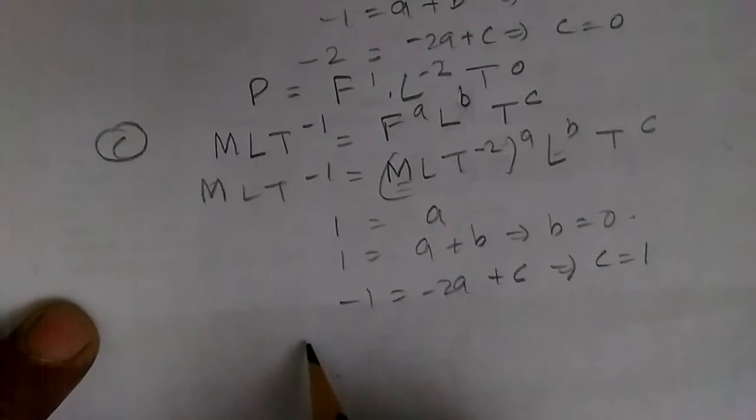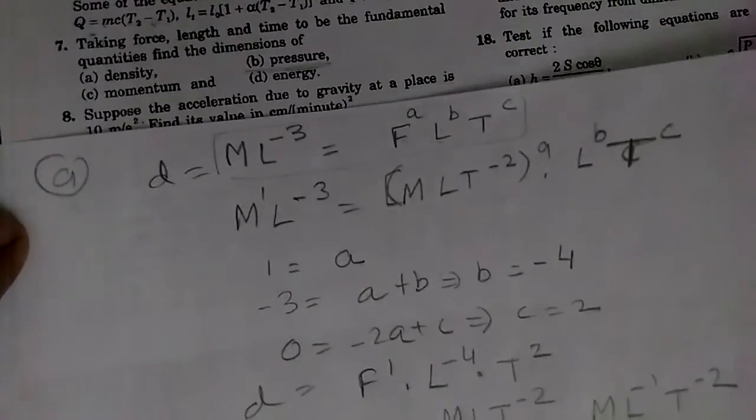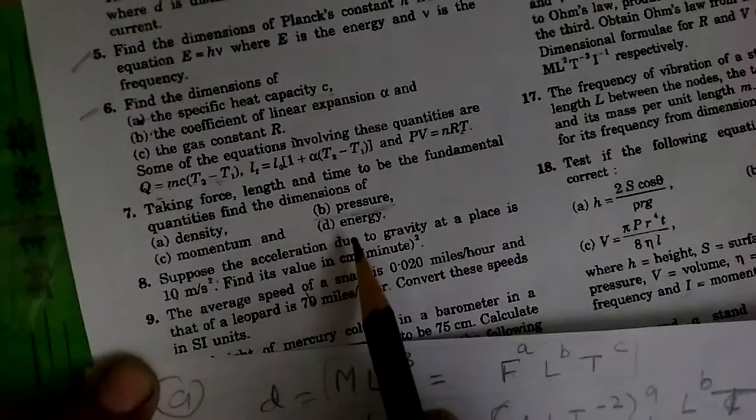So the momentum can be expressed as force to the power 1, L to the power b which is 0, and T to the power c which is 1. So F to the power 1, T to the power 1. Let's check our answer. Question number C, this is F into T. Our answer is correct. Finally, part D, we need to find out the energy.